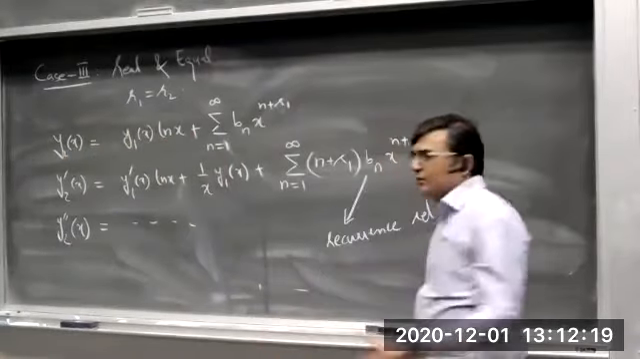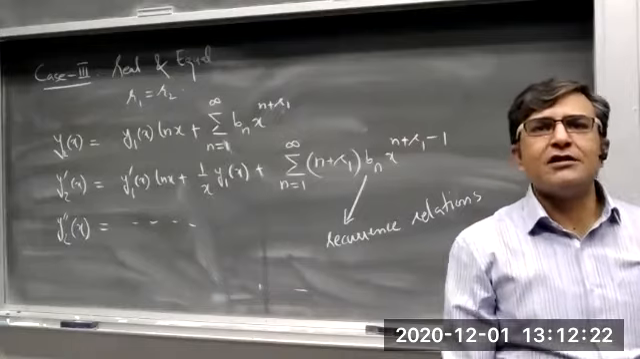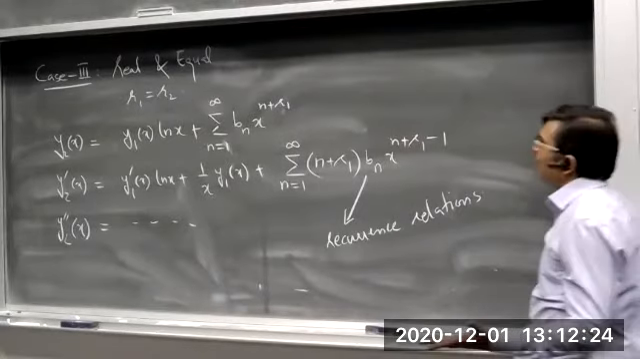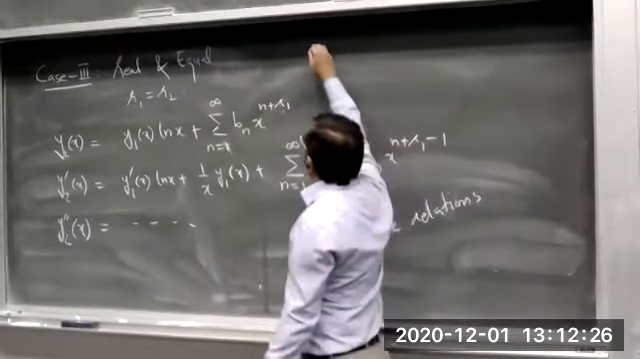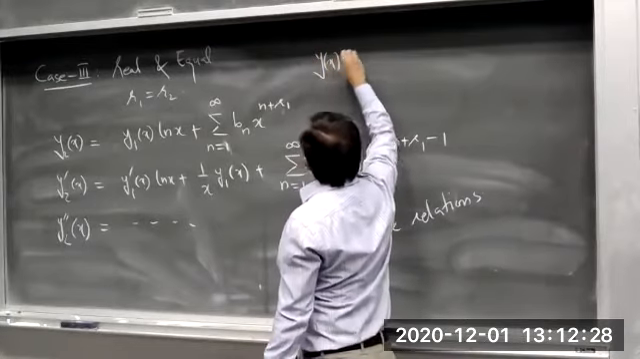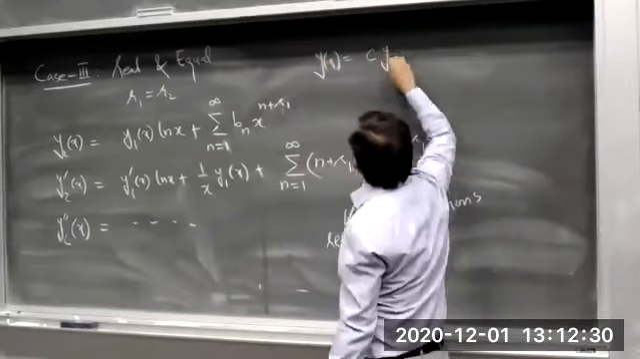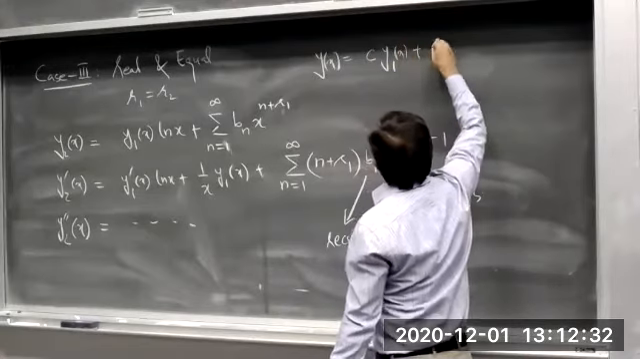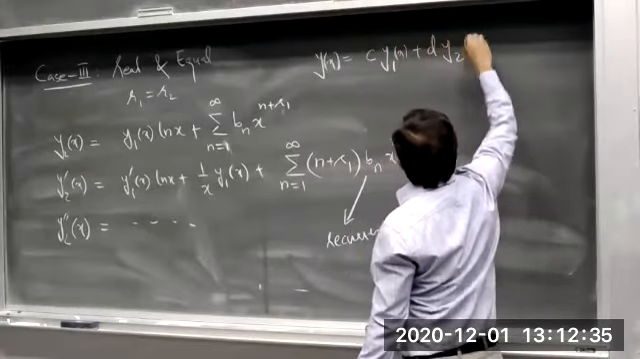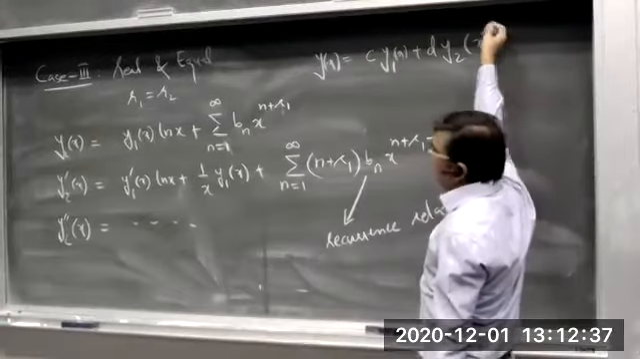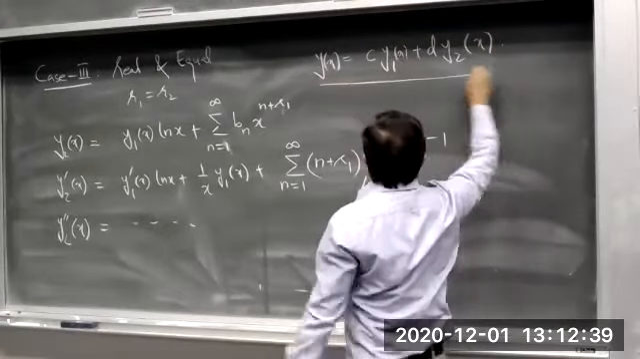If you obtain the two linearly independent solutions of the given differential equation, then you can write the general solution as y of x is equal to some constant times y1 of x, the first solution, plus some other constant times y2 of x, which is the second solution. So this will be your general solution.